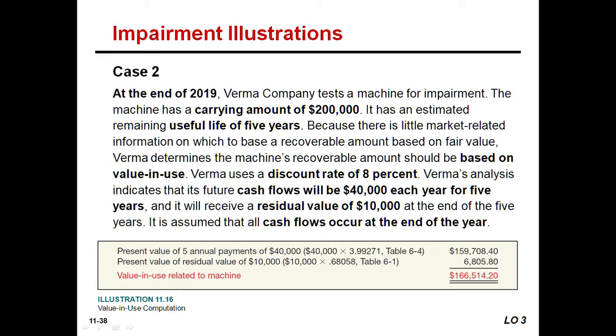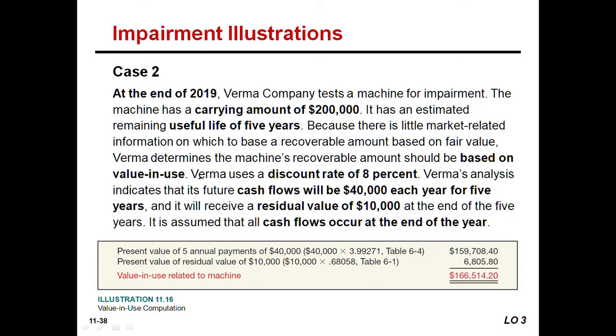We'll take another case here. In this case, let's say at the end of 2090, Verma company tests a machine for impairment. The machine has a carrying cost of 200,000. It has an estimated useful life of 5 years. Because there is very little market related information on which to base a recoverable amount based on the fair value, they determine the machine's recoverable amount should be based on the value in use. Now, this illustration shows us how the value in use was calculated. So let's use the information.